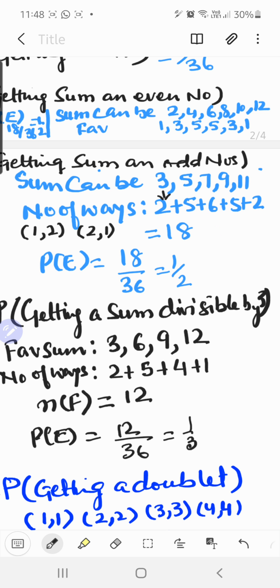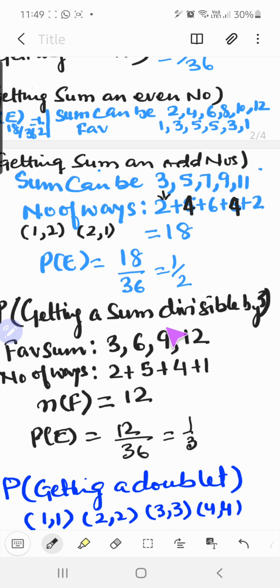Similarly, there are four ways of getting the sum 5. There are 6 ways of getting the sum 7. There are 4 ways of getting the sum 9, and there are 2 ways of getting the sum 11. So total number of favorable ways are 18, and the probability is 18 divided by total outcomes, that is 1 by 2.